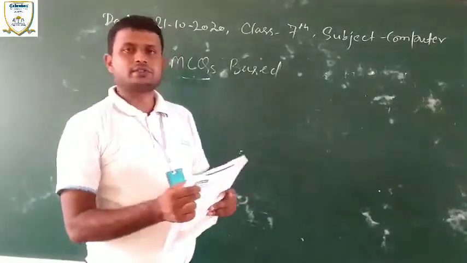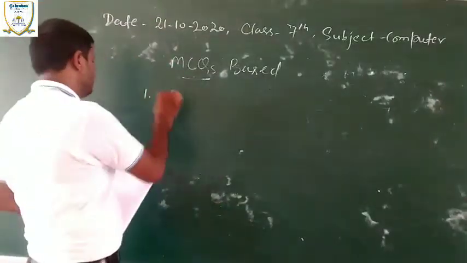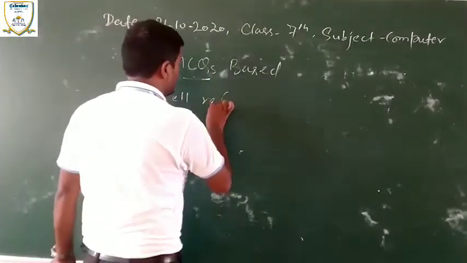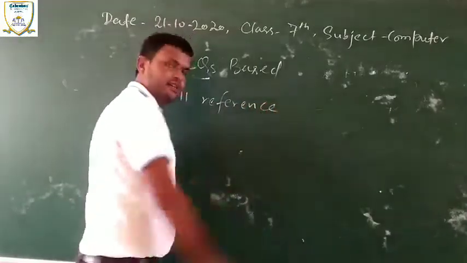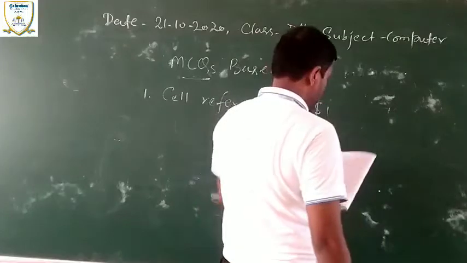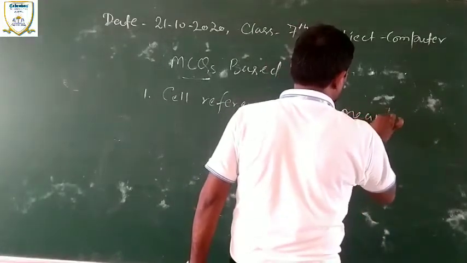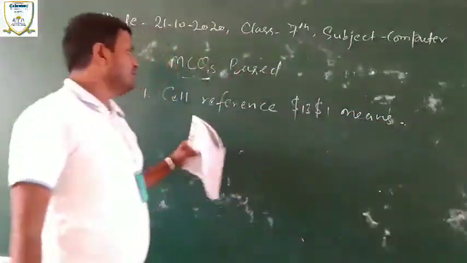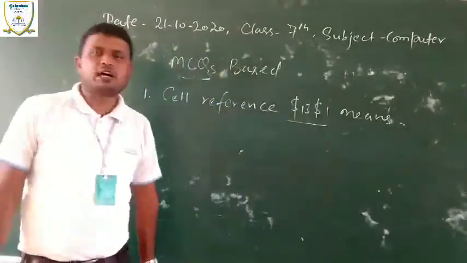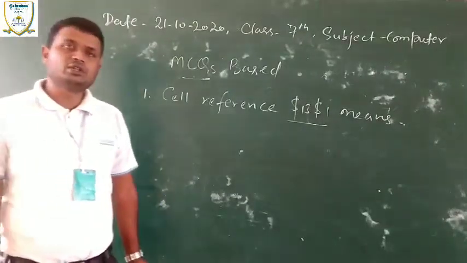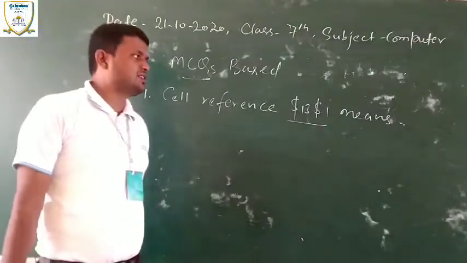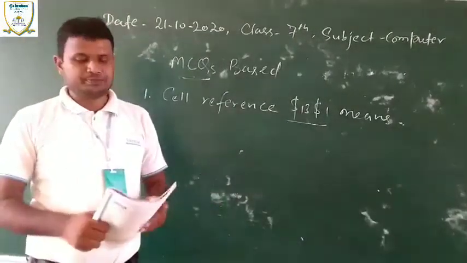I have the first question. The question is this: what type of self-reference is $B$1? You know very well there are 4 types of self-reference: relative, mixed, absolute, circular. So which type of self-reference is this? I think everyone knows.